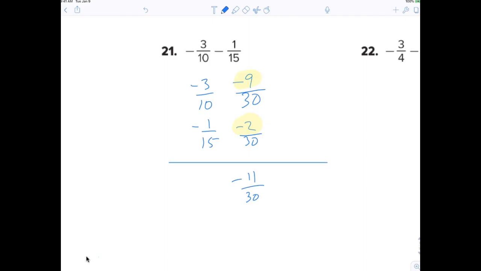What do you think it is? That's okay. So let's say you forget. 10, 20, 30, 40, 50, 60. 15, 30, 45, 60. Another common one is 60, right? Remember this now.